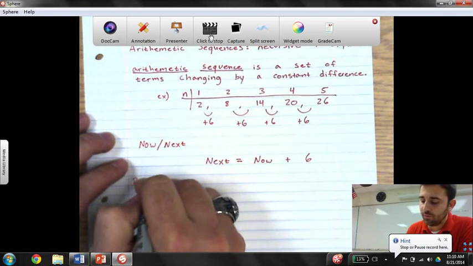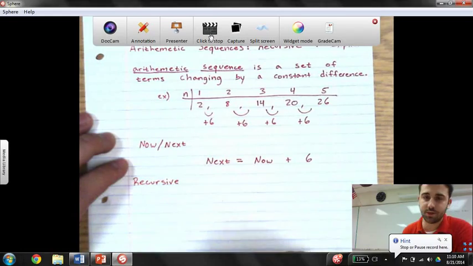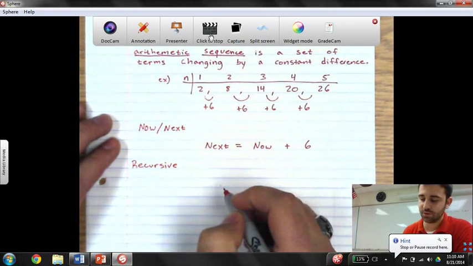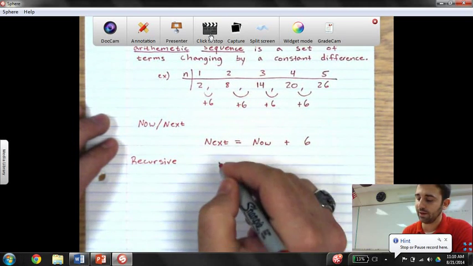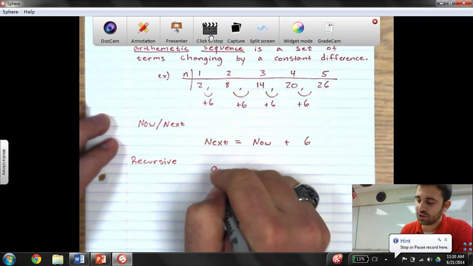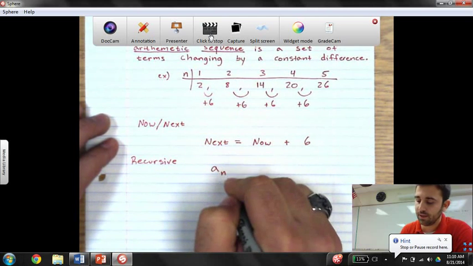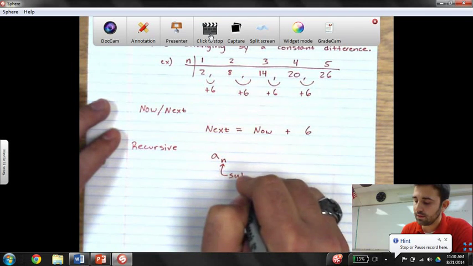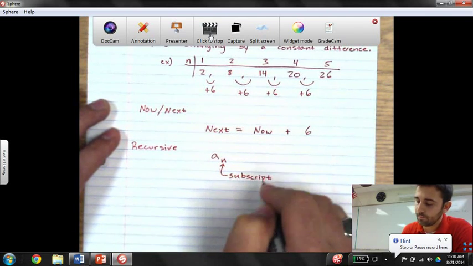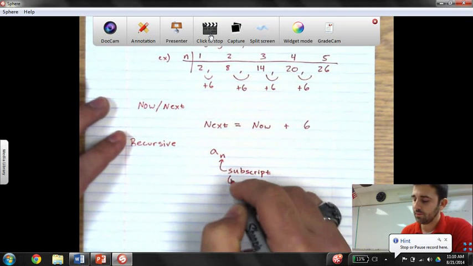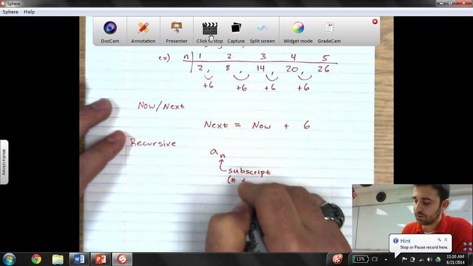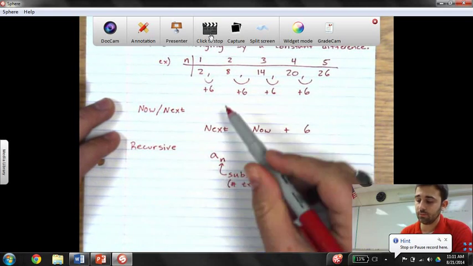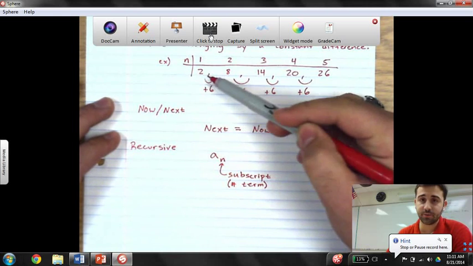The more formal way is called a recursive notation. And recursive notation uses what's called subscripts. This is where our n is going to come into play. So we have a term a sub n. n is considered a subscript, which for what we're talking about means the number term. So if I were to say a sub 1 is 2, a sub 3 would be 14.